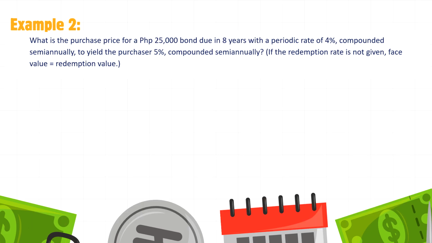Let's have another example. What is the purchase price for a 25,000 pesos bond due in 8 years with periodic rate of 4% compounded semi-annually to yield the purchaser 5% compounded semi-annually? Note that if the redemption rate is not given, face value is equal to redemption value.